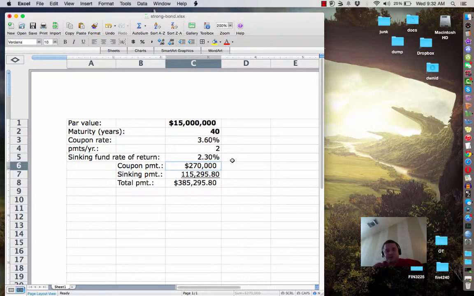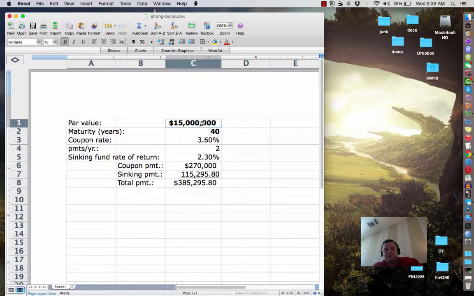If you decrease the rate of return on the sinking fund, that would increase the required payment to the sinking fund. The sinking fund is just the annuity payment, how much you'd have to pay per payment period, every 6 months in this case, so that you would have the par value, which is the principal payment amount, on the maturity date of the bond. So 40 years from now, in this case, if you make $115,295.80 payments every 6 months, because payments per year is 2, earning a rate of return of 2.3%, then after 40 years you will have exactly $15 million in that sinking fund.